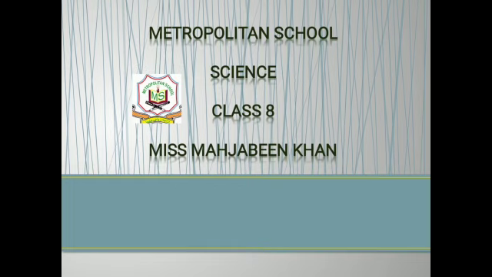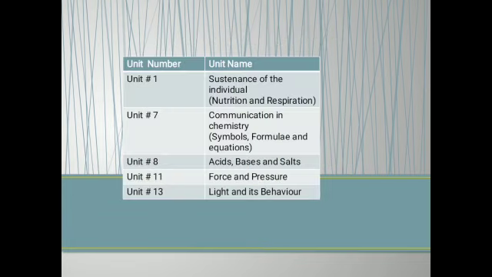Now we have completed our syllabus, so now the time is to review that. Before starting, let me tell you that all the videos are already uploaded, so you can rewatch them. Today I have selected some units. Unit number 1, sustenance of the individual, nutrition and respiration. Unit number 7, communication in chemistry, symbols, formulae and equations. Unit number 8, acids, bases and salts. Unit number 11, force and pressure. Unit number 13, light and its behavior. Unit number 1, you have already revised it.